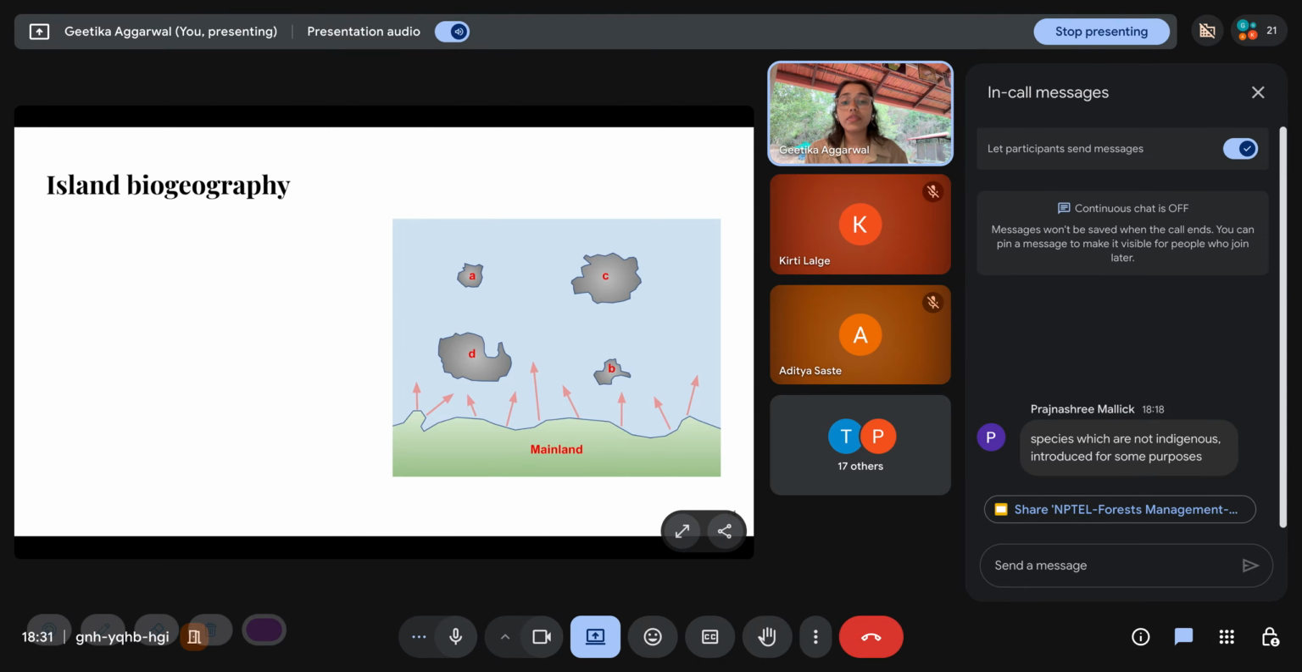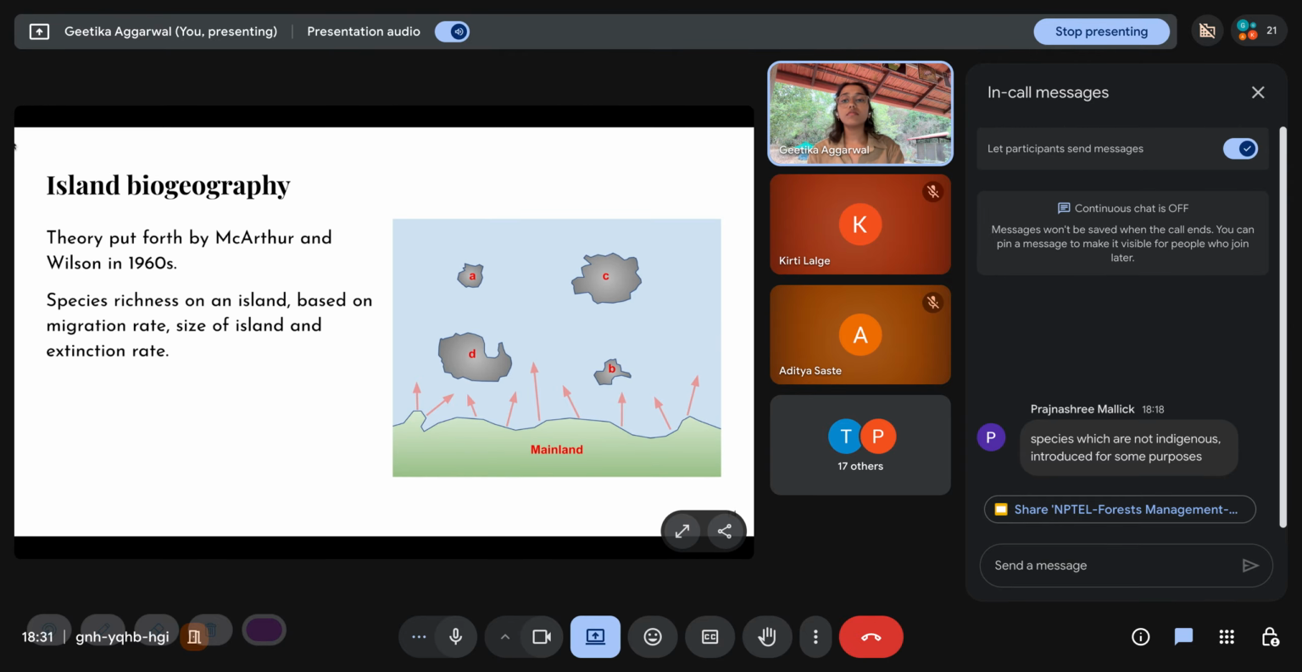Okay, if not, island biogeography is a theory put forth by MacArthur and Wilson in the 1960s, and it talks about how much species richness there is on an island, based on the immigration rate into the island, or the colonization of species in that island, the size of the island, and the extinction rate. So how fast are the species reaching the island, what is the size of the island, and what is the extinction rate.